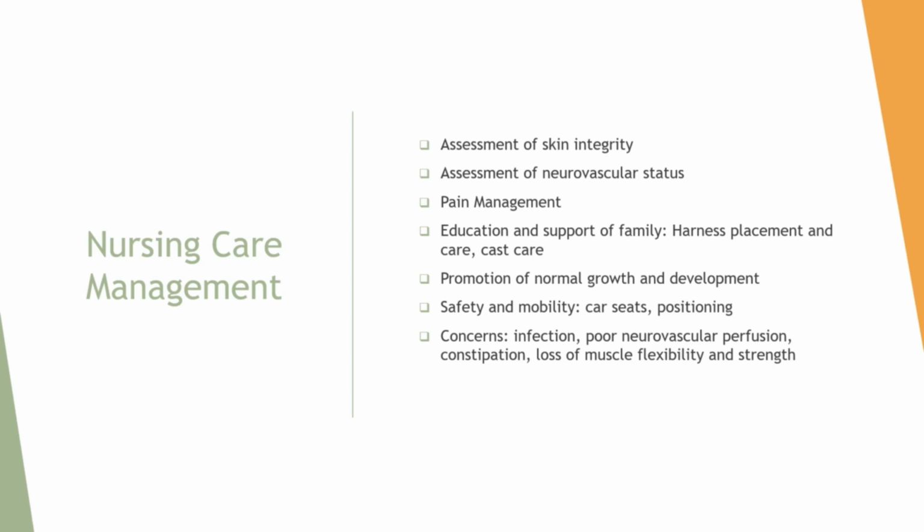So nursing care of a child in a hip spica, similar to your cast care, right? We need to assess for the skin integrity. We're doing our neurovascular checks. We're managing their pain. Education and support for the family. So harness placement and cast care, depending if they're in the Pavlik harness or if they're in the hip spica. We want to try to promote normal growth and development as best as we can. So still getting them involved in their activities as best as possible, even if they're limited in ways that they can move.